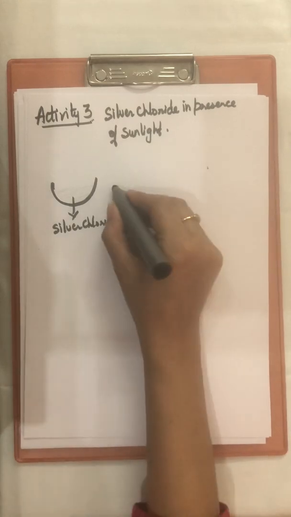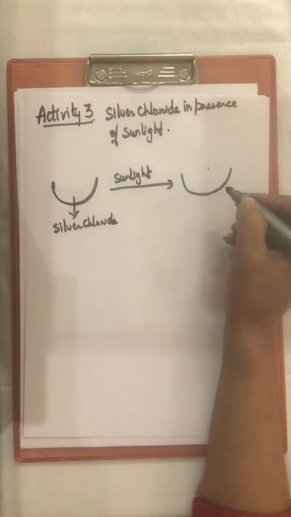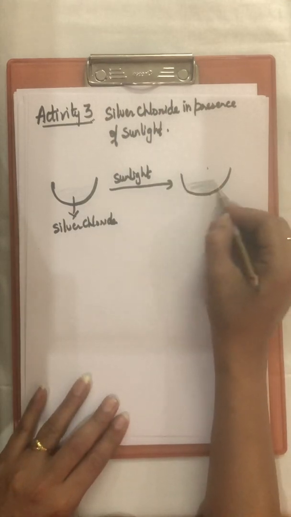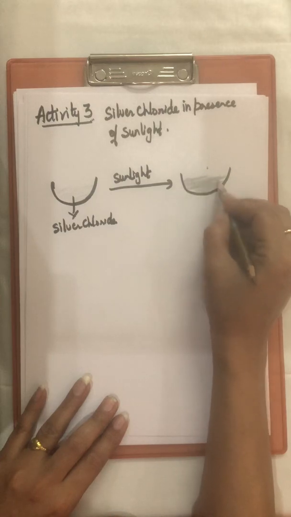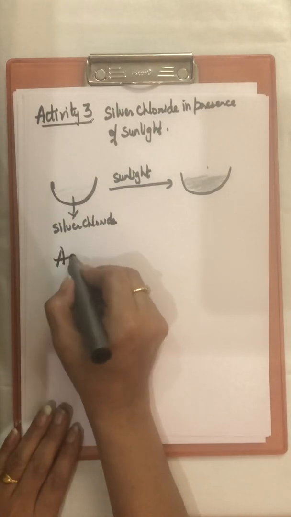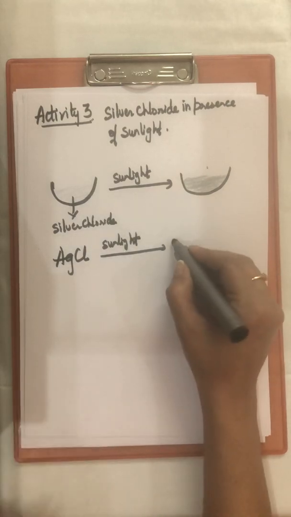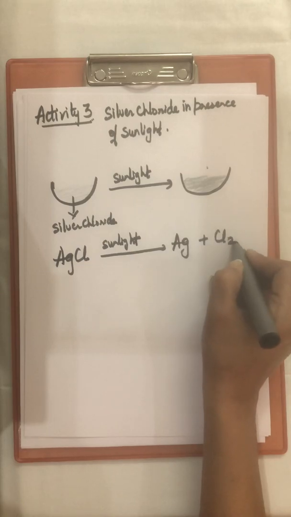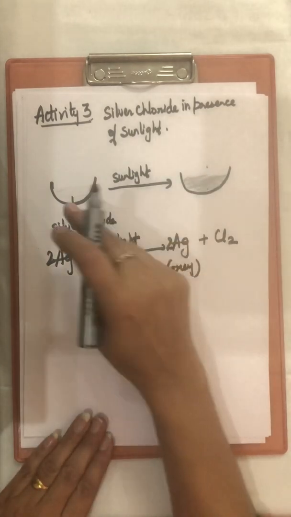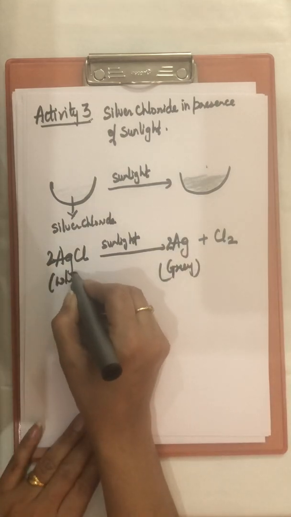And leave this in sunlight for some time and observe the changes. We'll see the silver chloride changes its color from white to grey color. What we see here is a grey color salt. That is silver chloride, AgCl, in presence of sunlight decomposes to form silver, and plus chlorine gas is given. The grey color that we'll see here is because this white silver chloride has decomposed to silver. Silver is left here, chlorine gas evolves out. So white salt changes to grey color.